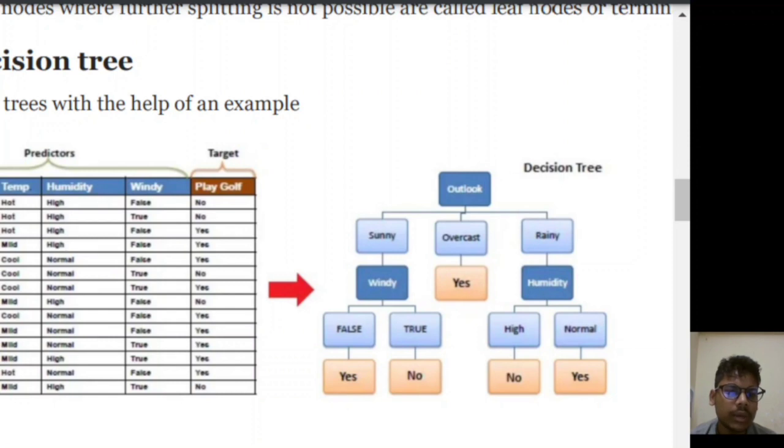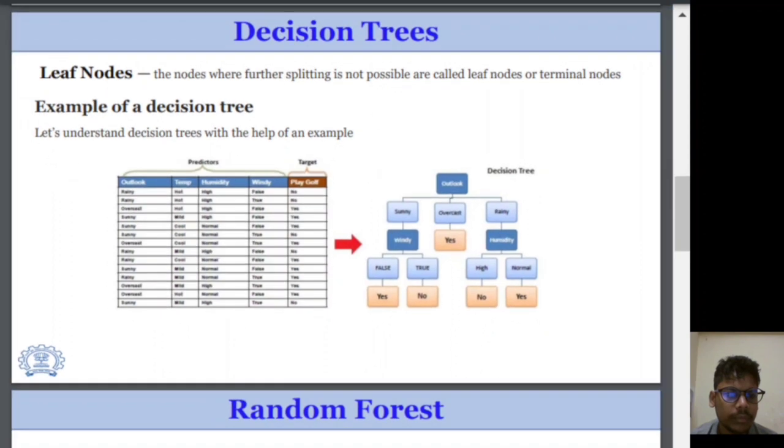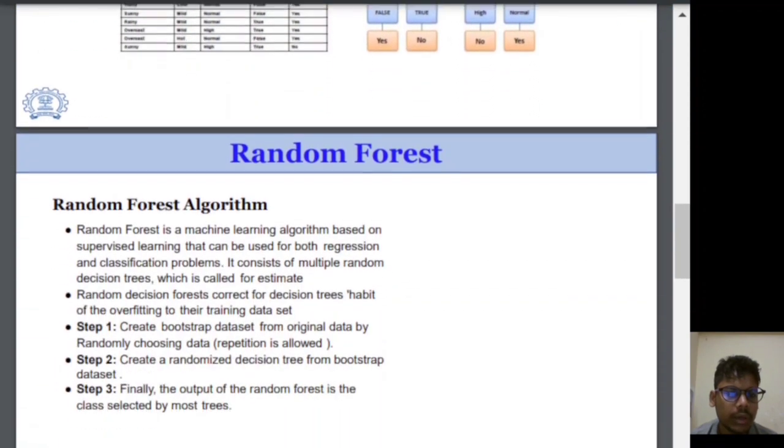If outlook is sunny, then we further split on windy. If windy, then we again split into false and true. If false, then play the game, otherwise no. We also see that rainy splits on humidity: high and normal. Now we go to the random forests.